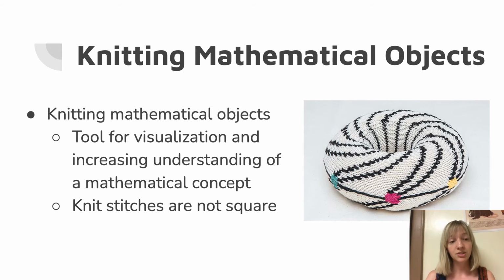One difficulty with knitting mathematical objects, there are some limitations to what you can do with knitting. So for example, knit stitches are not square. So when comparing a knit stitch grid to a coordinate grid, you might have to make your knit stitch graph paper into rectangles in order to get the shapes that you want instead of squares.